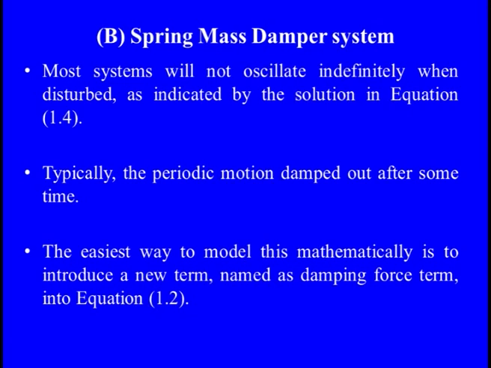The easiest way to model this mathematically is to put the damping force along with the restoring forces and the inertia forces. So when we apply this to the same basic system with mass, spring and damping, there are three forces. One, when the mass is moving due to the disturbance, is the inertia force, mass into acceleration. When the spring is there, the restoring force comes out, equal to k into displacement.